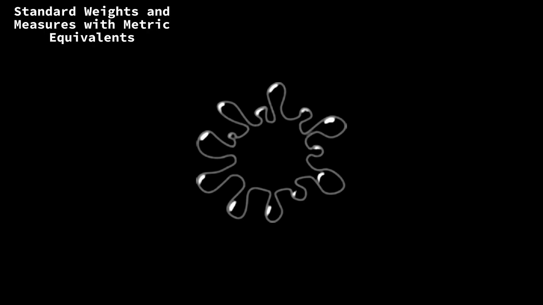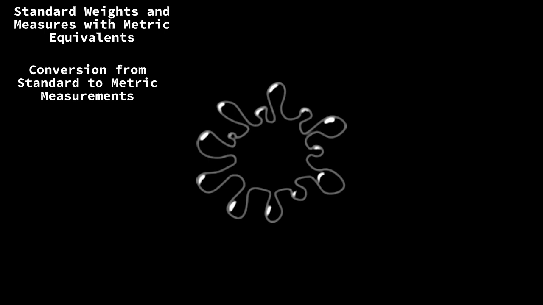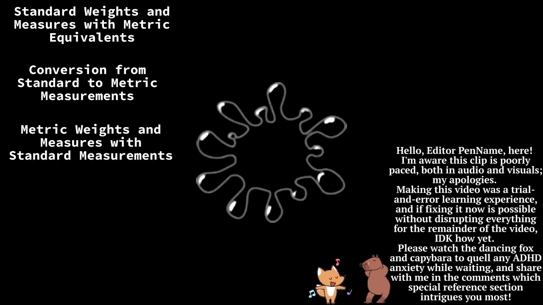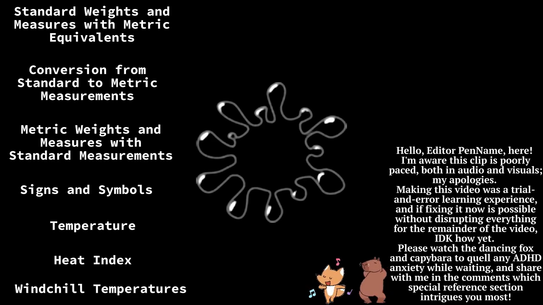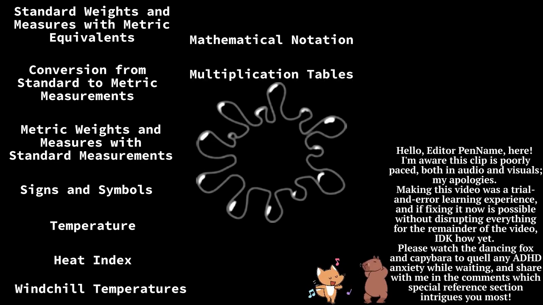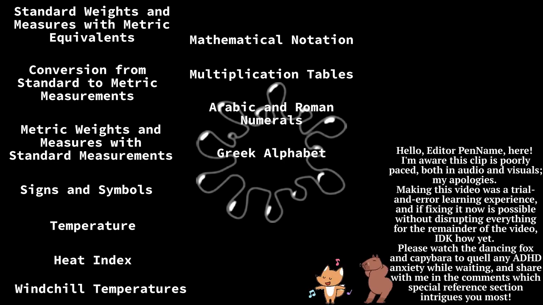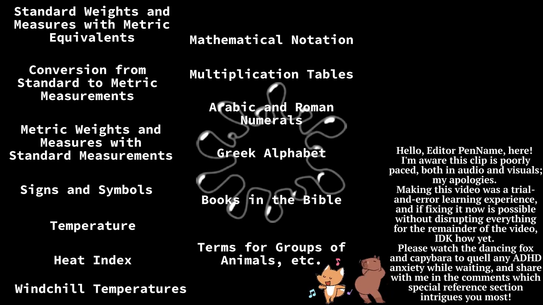The sections are as follows. Standard weights and measures with metric equivalents. Conversion from standard to metric measurements. Metric weights and measures with standard measurements. Signs and symbols. Temperature. Heat index. Wind chill temperatures. Mathematical notation. Multiplication tables. Arabic and Roman numerals. Greek alphabet. Books in the Bible. Terms for groups of animals, etc.